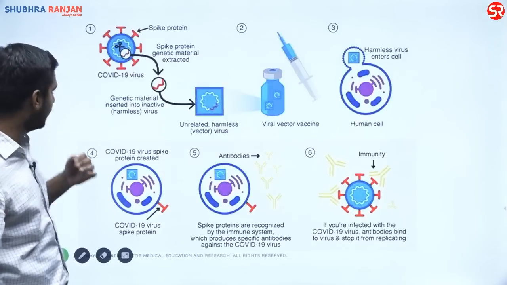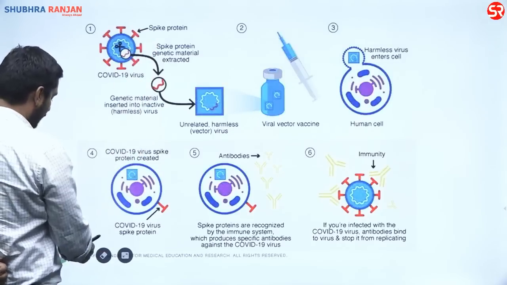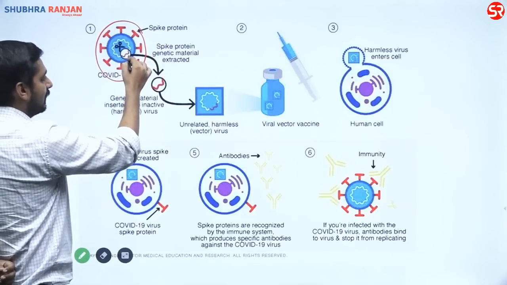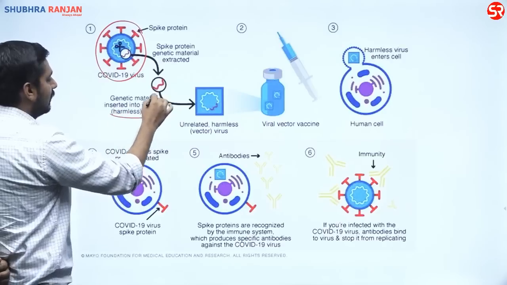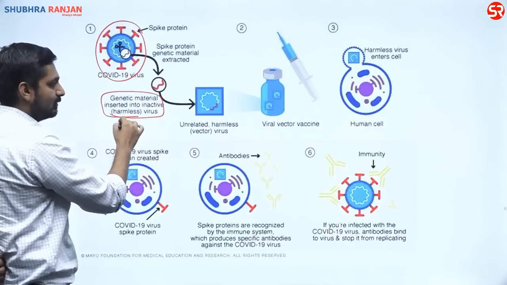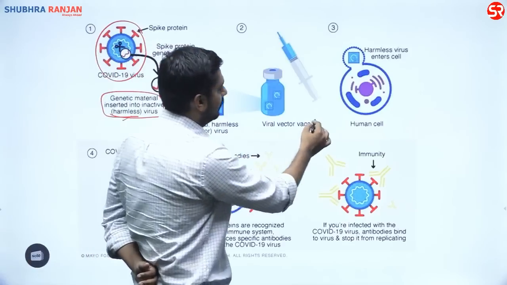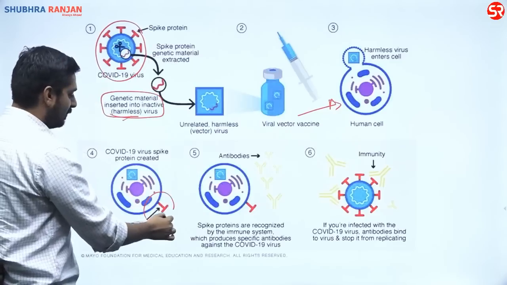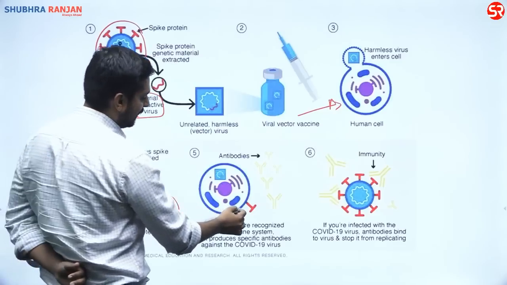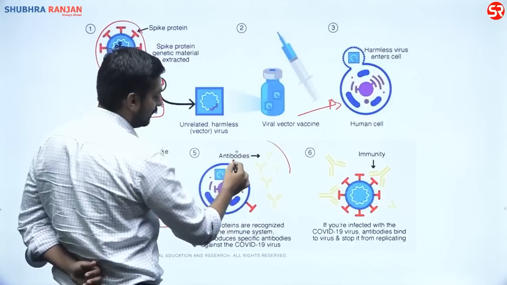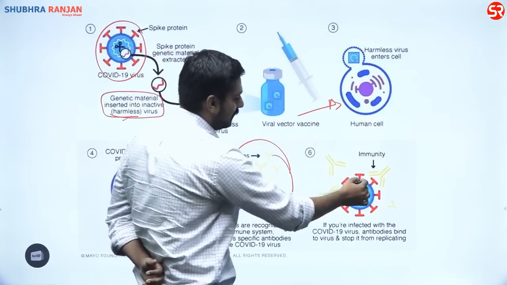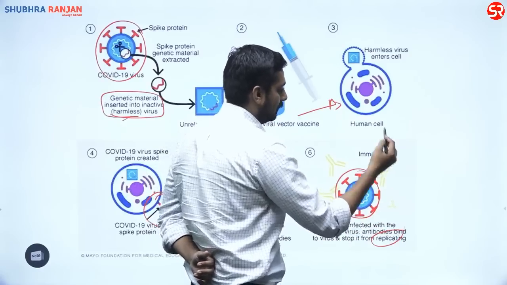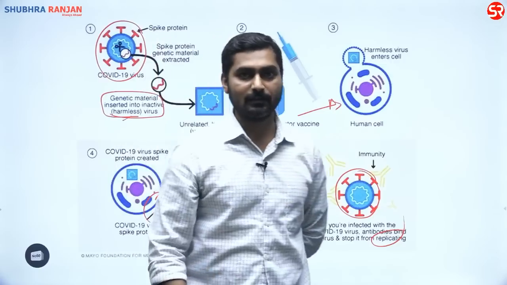In the next slide, we can see that this is a COVID virus, and what we do is that we extract a part of the genetic material from the virus, and then we insert it in an inactive virus, which is a harmless virus, and then this is injected in a human cell. Then a spike protein is produced, and based on this spike protein, the immune system produces antibodies, and these antibodies huddle around the spike proteins and stop the replication. So this is how the recombinant vector vaccine works.